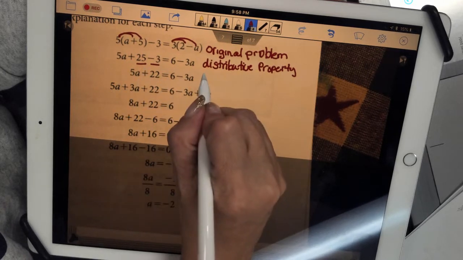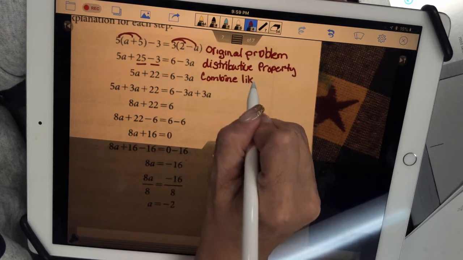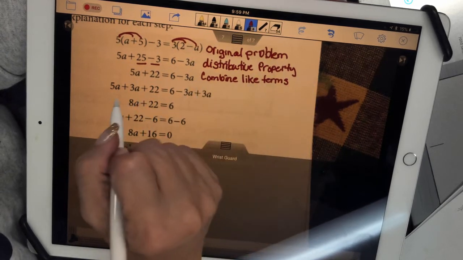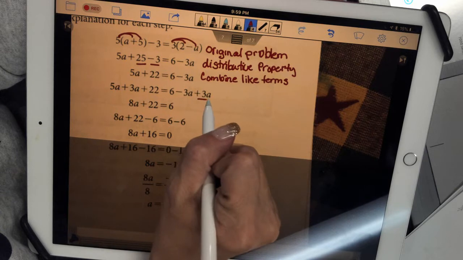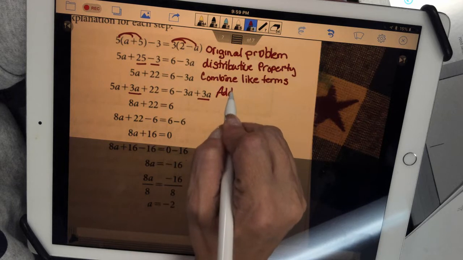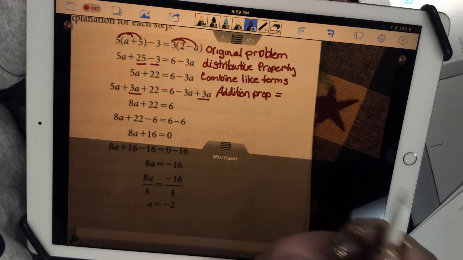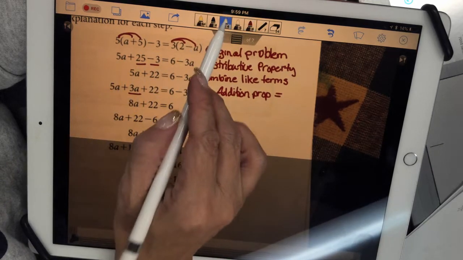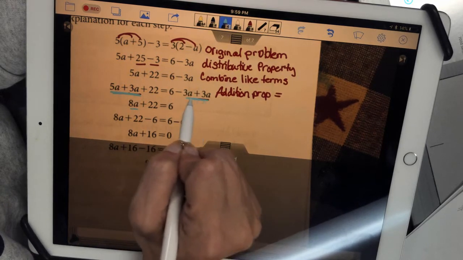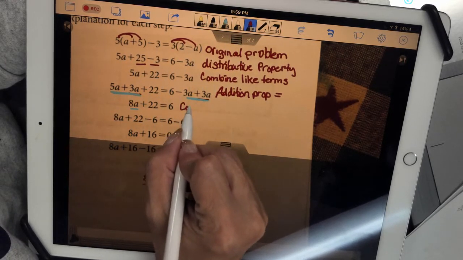So when we put them together, we say combine like terms. Okay. Now let's see what they did. Looks like they added 3 to both sides over here. So we're going to call that addition property of equality. And then they're going to put these together right here and get 8. These together are going to cancel out. So when I put them together, we say combine like terms. So this step, we're going to say combine like terms.